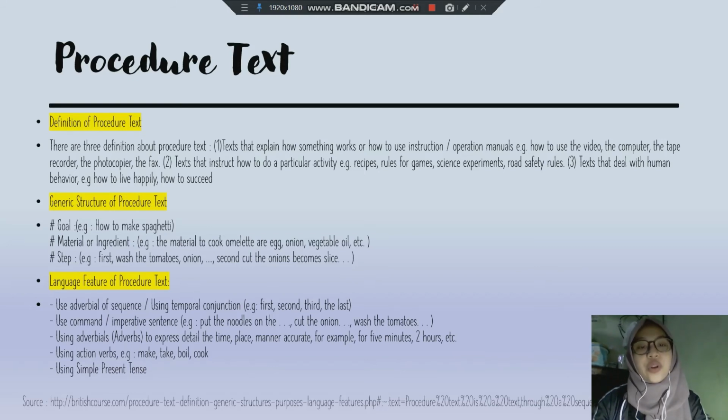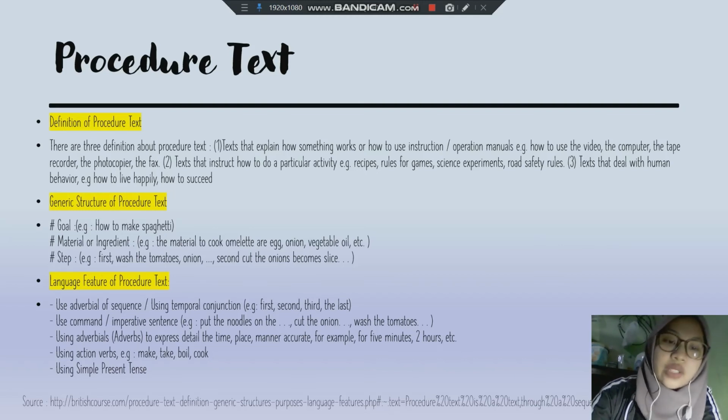2. Generic structure of procedure text. The first is goal. For example, how to make spaghetti. 2. Material or ingredients. The materials to cook omelette are egg, onion, vegetable, oil, and many more. And 3. The steps. For example, first, wash tomato, onion. Second, cut the onions into slices, and many more.